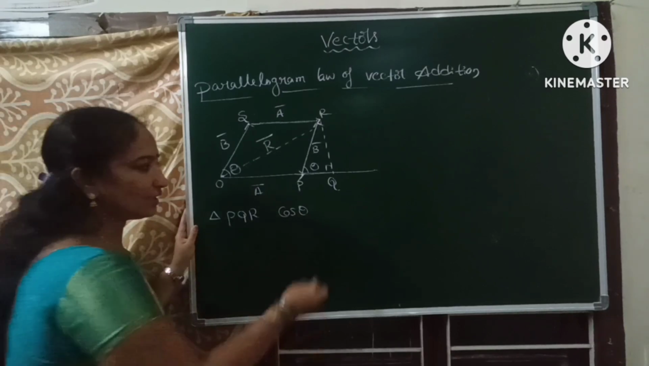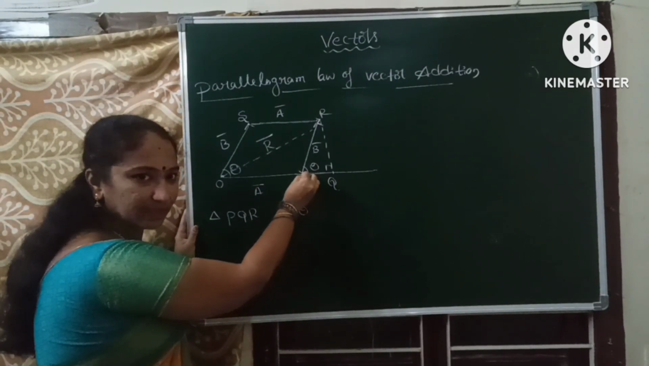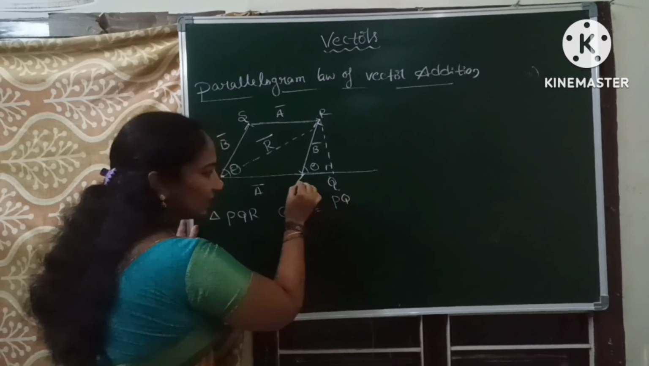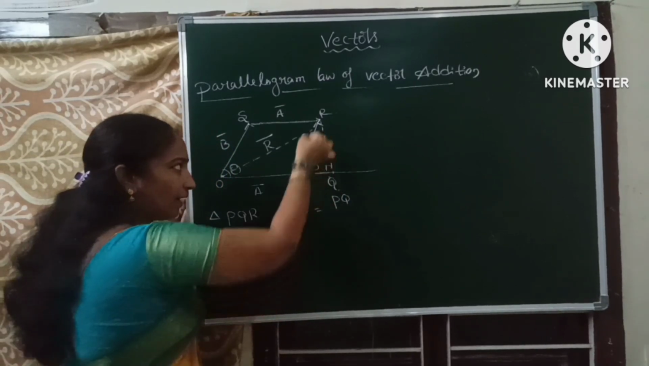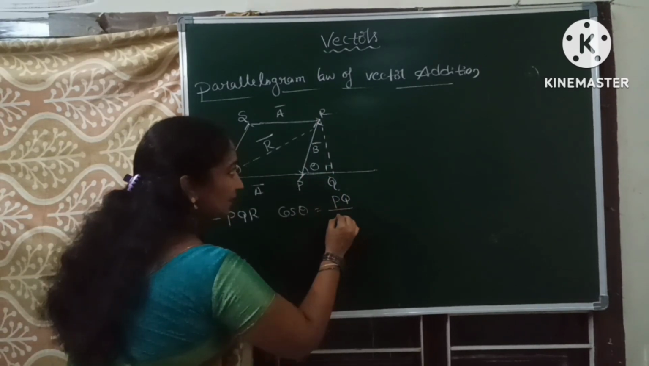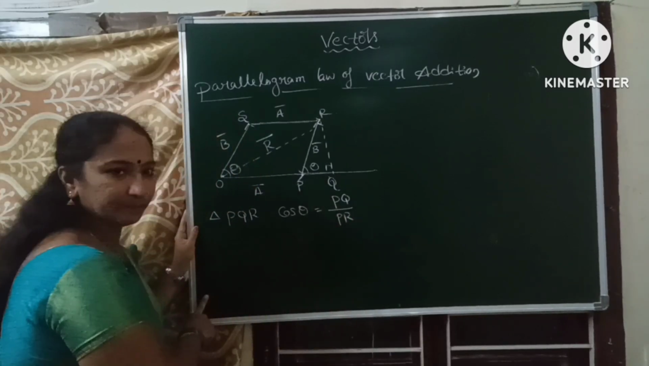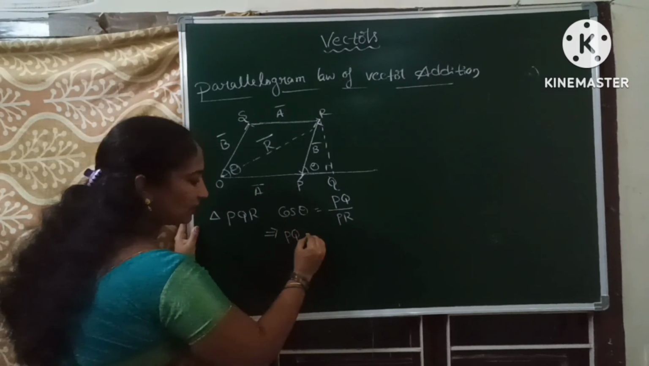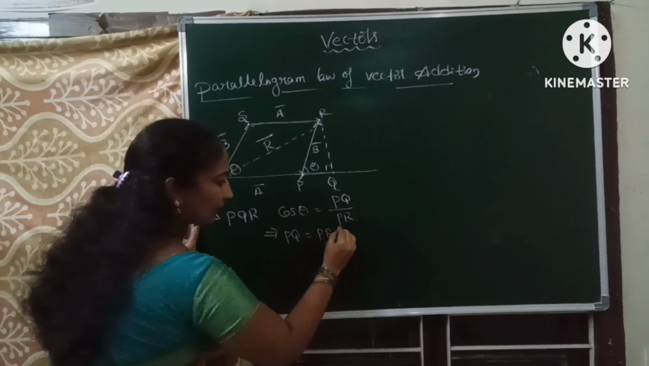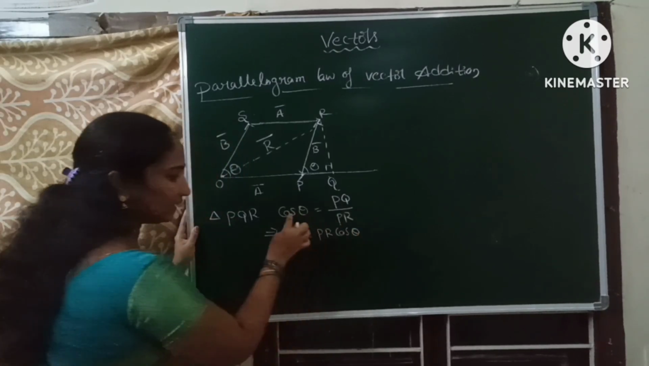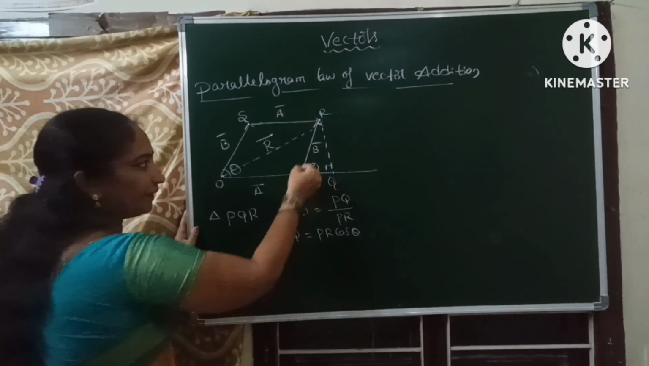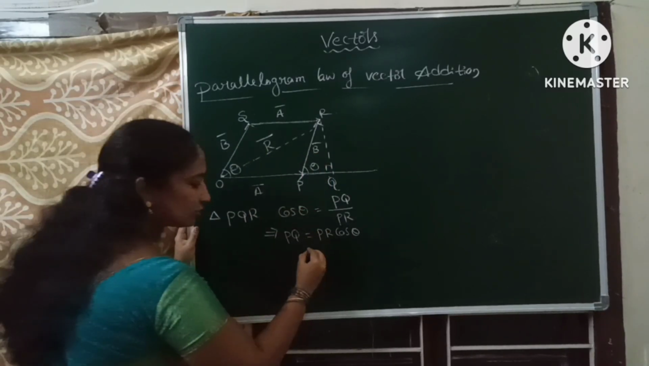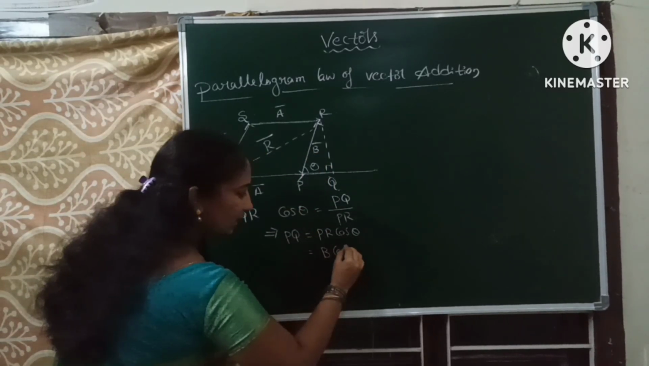So you know cos theta is nothing but adjacent side PQ by hypotenuse. Hypotenuse is PR. So from this you can calculate PQ is equal to PR cos theta, by cross multiplication. You know PR value is nothing but B. So that is B cos theta.